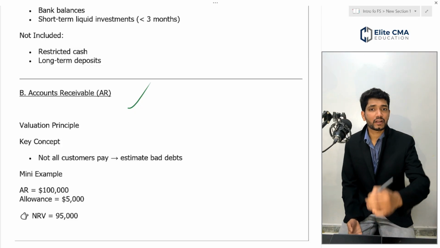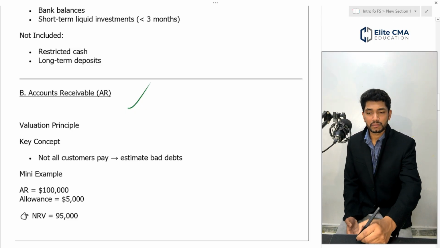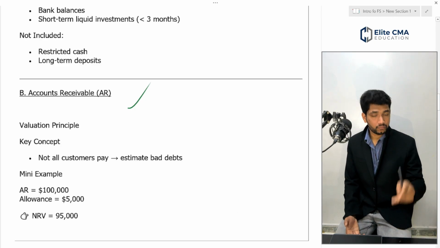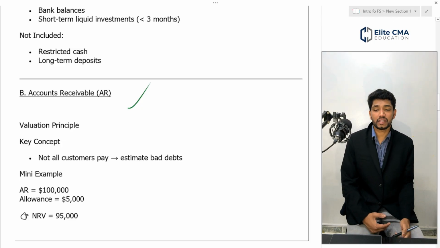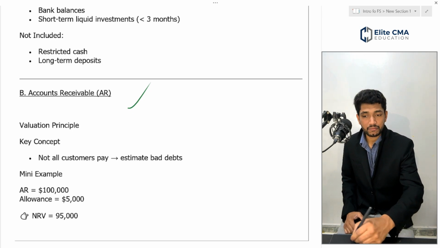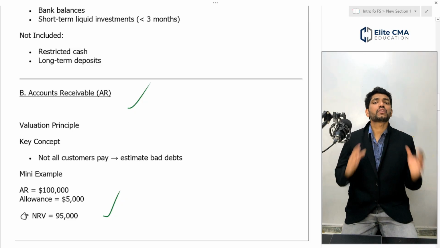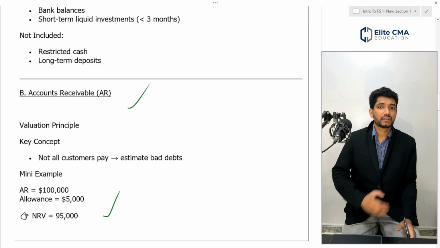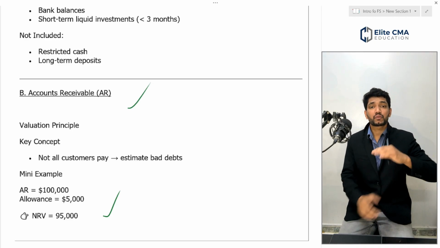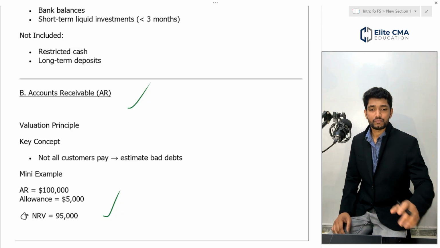Suppose a company created an allowance for accounts receivable of 5,000. In this case, the net realizable value will be 100,000 minus 5,000, that is 95,000. So for accounts receivable, the net realizable value will be total accounts receivable minus the allowance. You have to deduct the allowance from the accounts receivable.